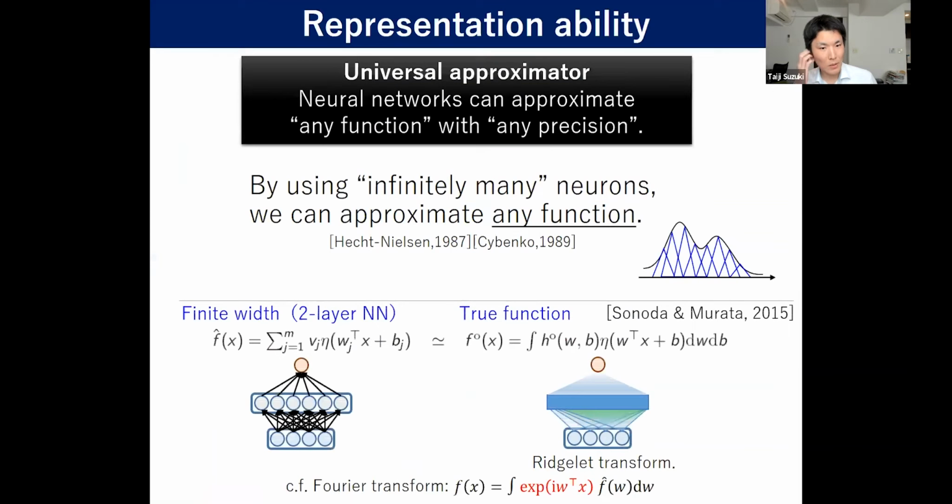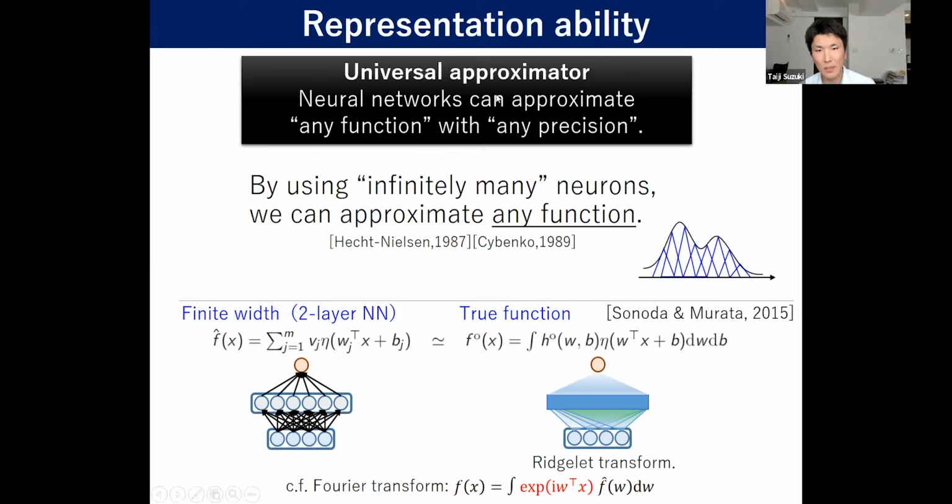When we talk about the representability of a deep neural network, maybe the most important thing to say is that it is a universal approximator. That means that neural networks can approximate any function with any precision.